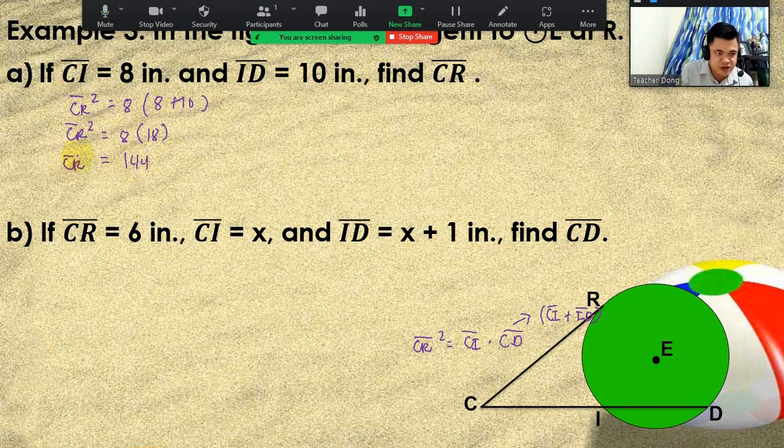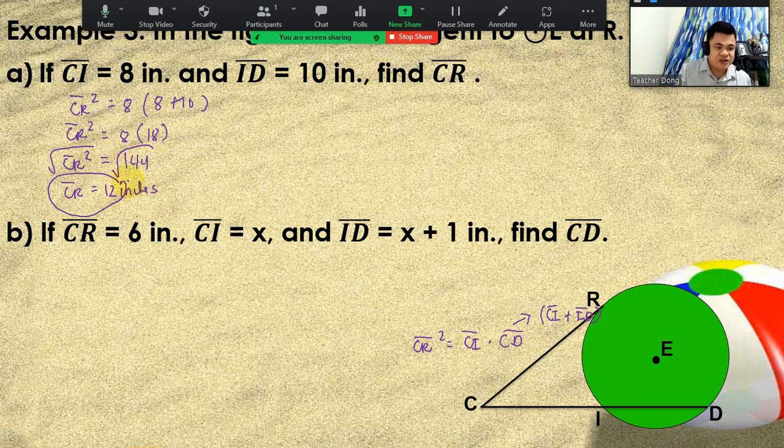Bring down CR squared. To solve for this one, extract the root of both sides. So segment CR is equal to 12 inches. Let's put the unit. So segment CR is equal to 12 inches. So we applied Theorem 118 here based on the illustration.